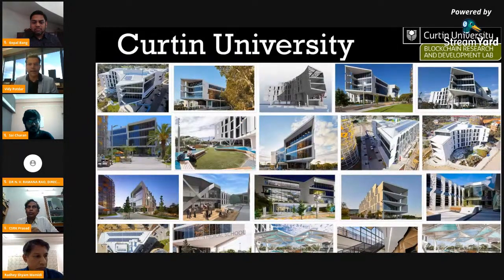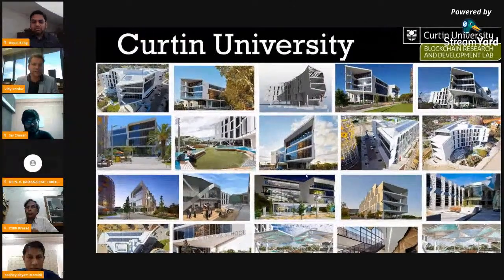For those who are not very aware of Curtin University, I thought I'll spend a couple of slides to give you a background of our university. So these are some pictures of Curtin's campus and the newly launched medical school building in Curtin.